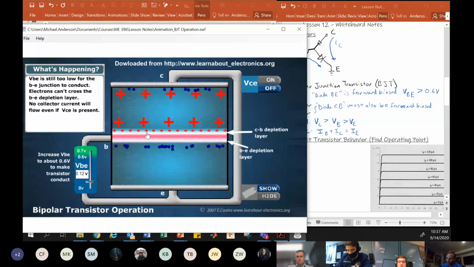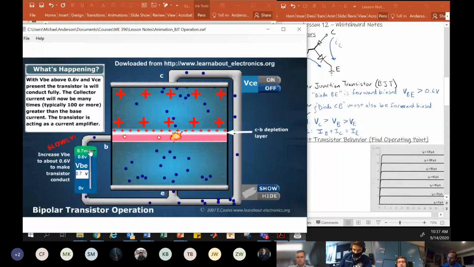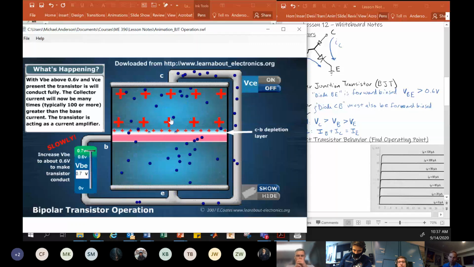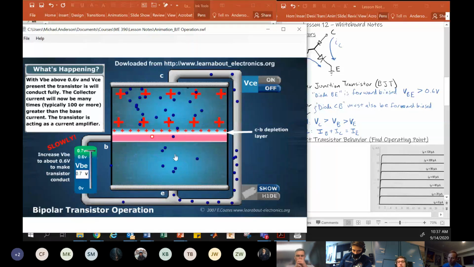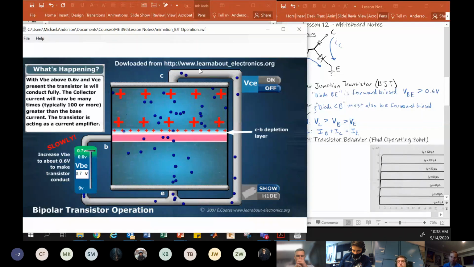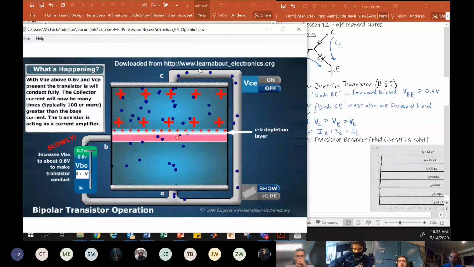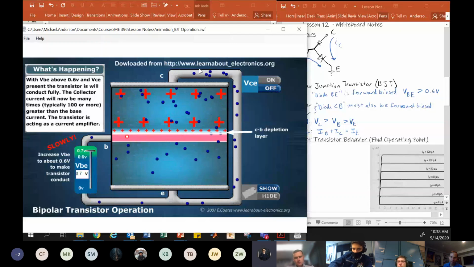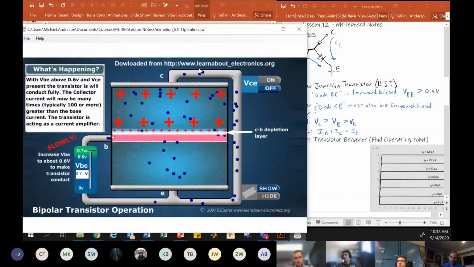So see again what happens when I turn up the base. We get tons of current flow, and in reality, there's usually about 100 times more current flowing from the collector to the emitter. Why am I saying collector to emitter, even though the blue dots are going emitter to collector? It's just how we define flow of electrons. We kind of defined it backwards. We mentioned that last class briefly.